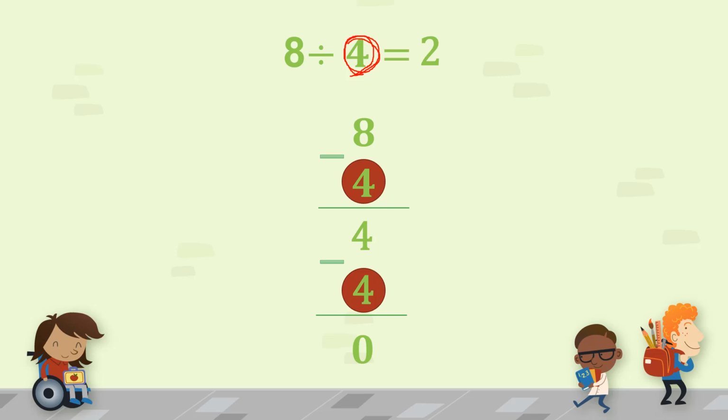Is my answer correct? Let's check by saying 2 times 4. Is 2 times 4 equal to 8? Yes. From the times table of 2, 2 times 4 is equal to 8, so the answer is correct.